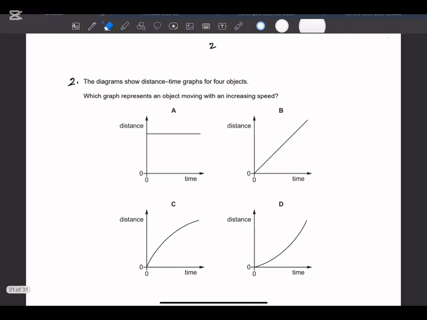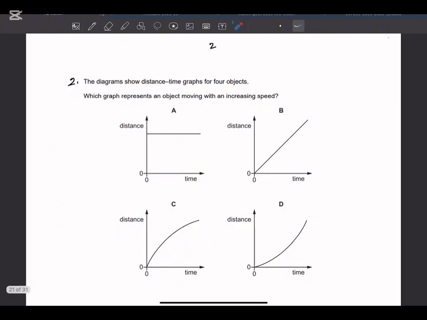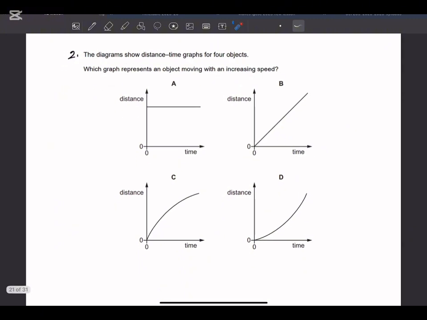The second question is here. The diagrams show distance time graphs for 4 objects. So you have here 4 diagrams for 4 objects, and obviously we are talking about the distance time graph. Which graph represents an object moving with an increasing speed? Increasing speed. So what we have to recall, for details of course you can go to my lecture where we have discussed the distance time graphs in detail.